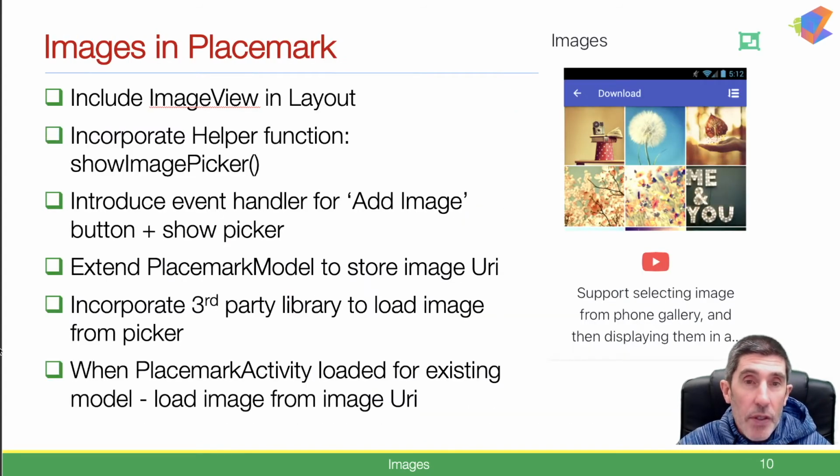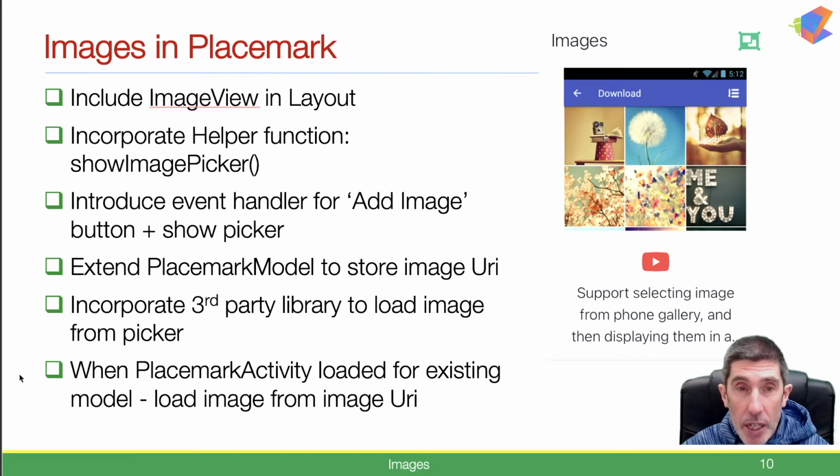So to talk about the process that we need to go through with images and placemark ourselves, right? These are the steps that we will go through to incorporate the ability to select images and then associate them with a placemark in our application. Okay, so initially we'll have to include an image view in the layout, so that's where we'll start. And we'll see a lot of this in the lab as well. Okay, so as you're working through the lab, these are the steps I will take you through to actually implement this feature.